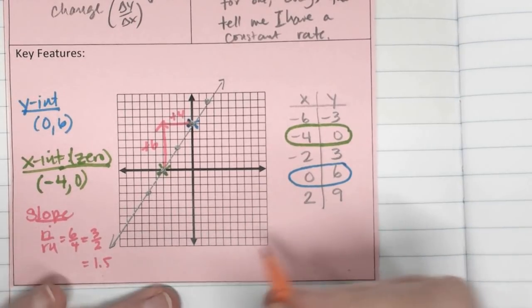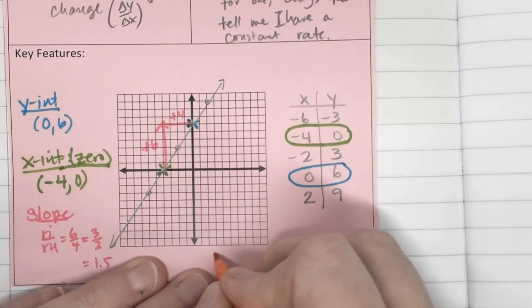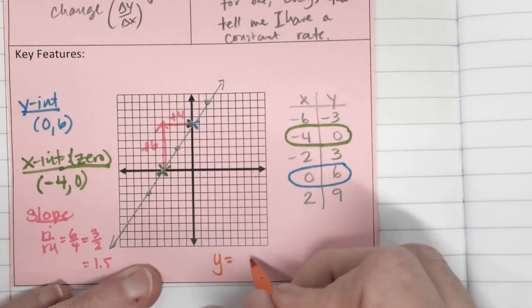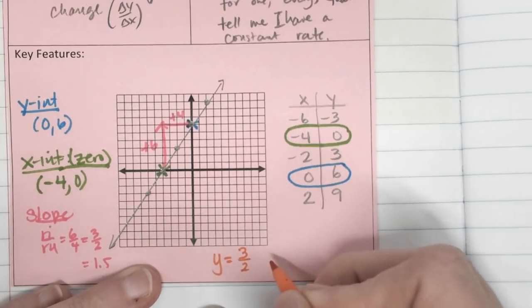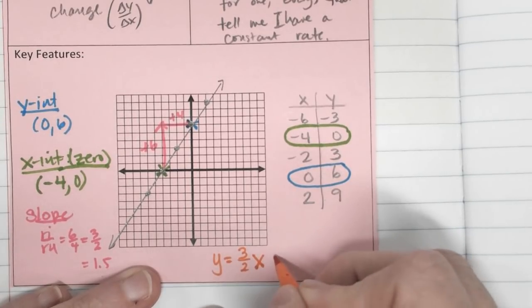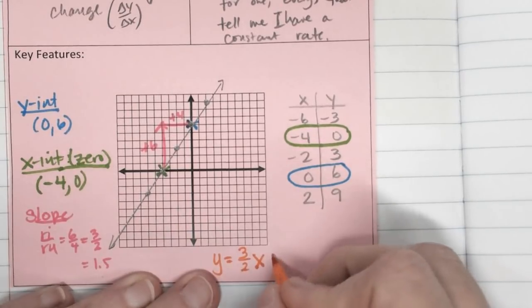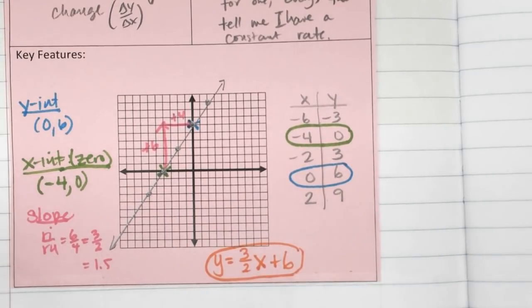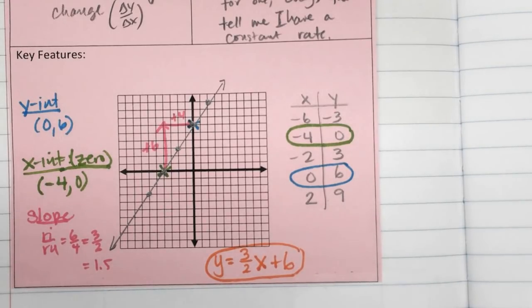Okay, so the last thing that you might need to do with this is write an equation. Well, the equation of this line is y equals m, which is 3/2, or 1.5, x, plus my y-intercept, which is 6. And that's my equation. Those are my key features of my linear functions. The next video you watch is going to be a whole bunch of examples of key features. I expect you to watch them and I expect you to follow along.